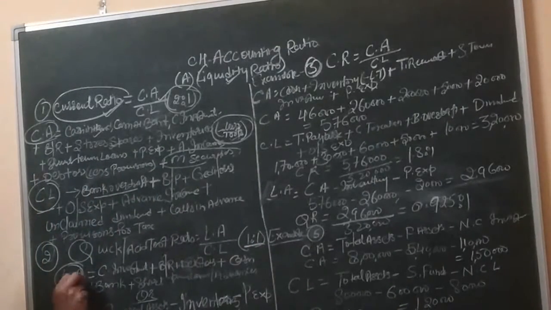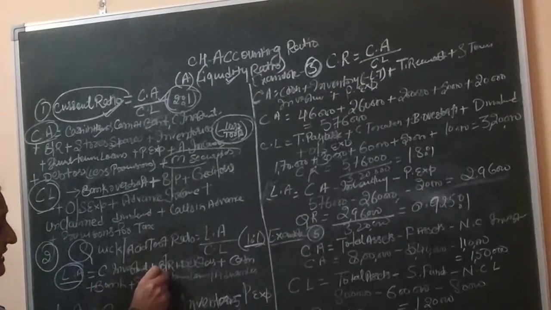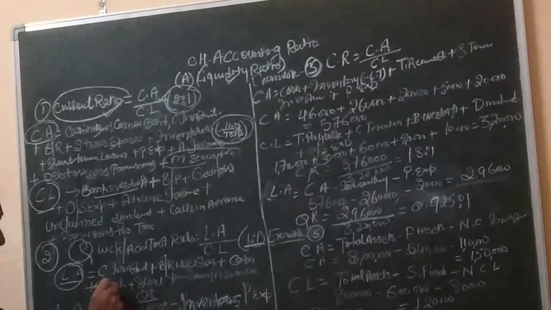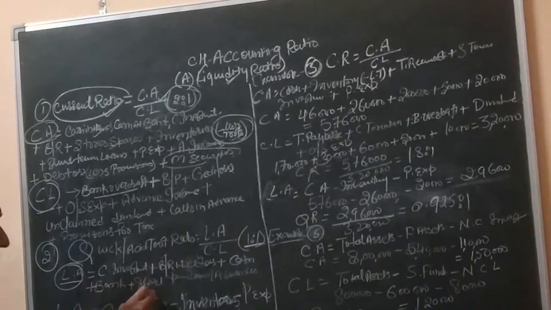And the liquid assets can be found out as current investment plus bills receivable plus debtors plus cash in hand plus bank balance plus short term loan and advances, right?